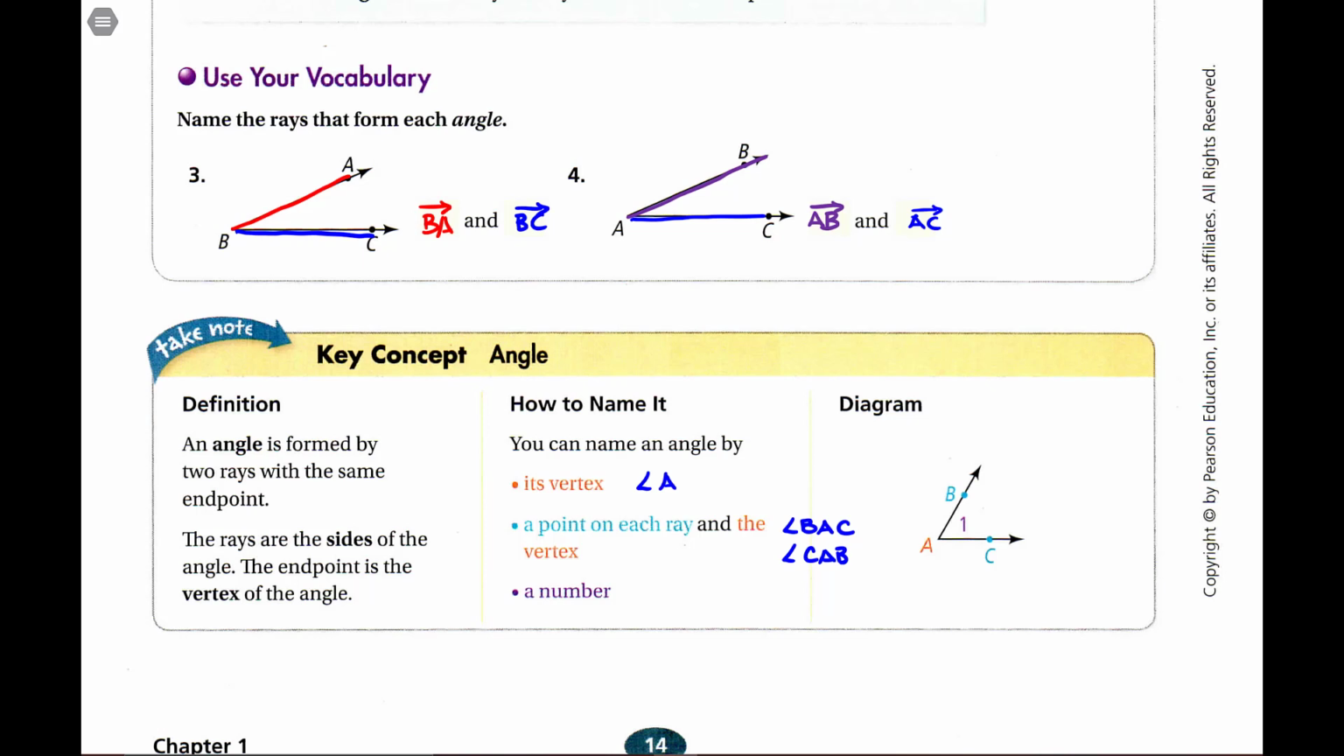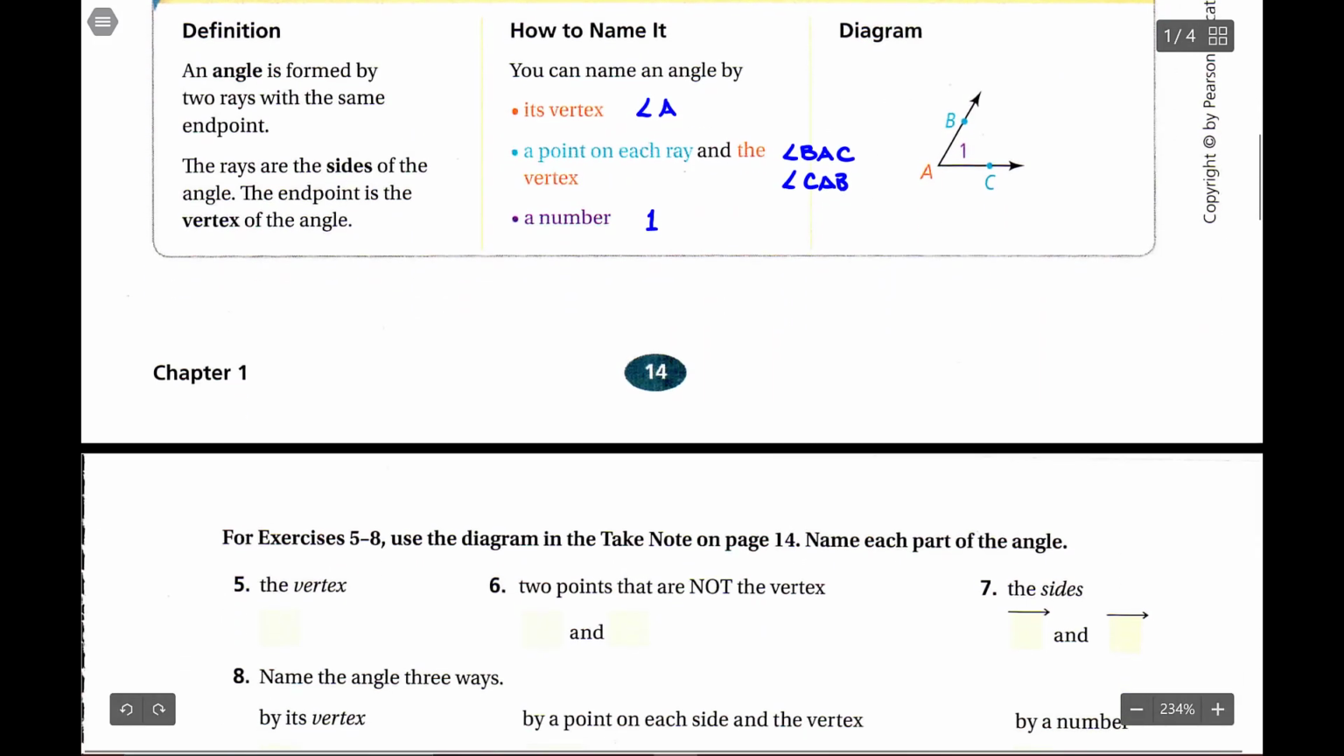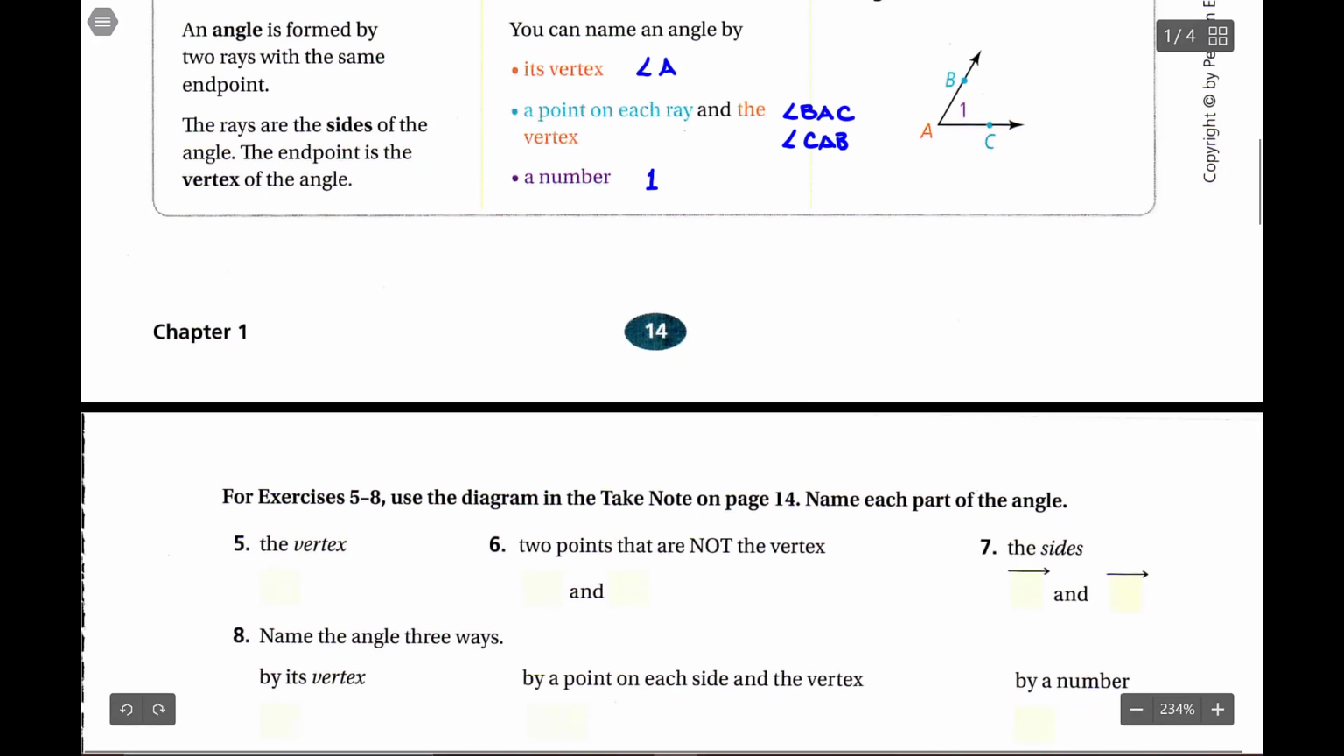And the third way you can name an angle is by a number. This one is labeled as number 1. So we can name it angle A, angle BAC, angle CAB, or simply angle 1. And we're going to use this angle, so I'm going to try to keep this on the same page if I can.